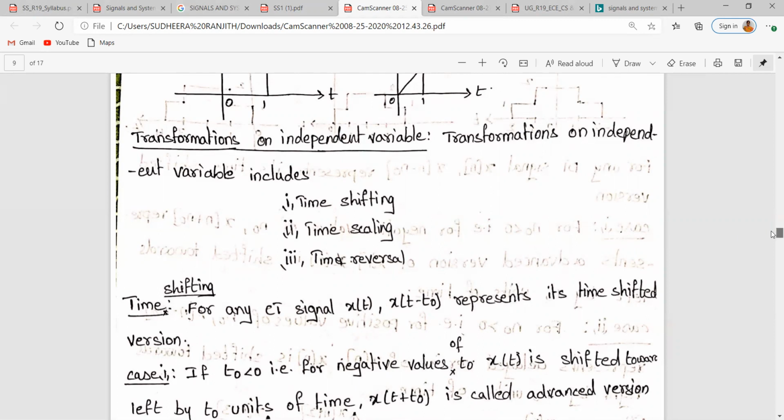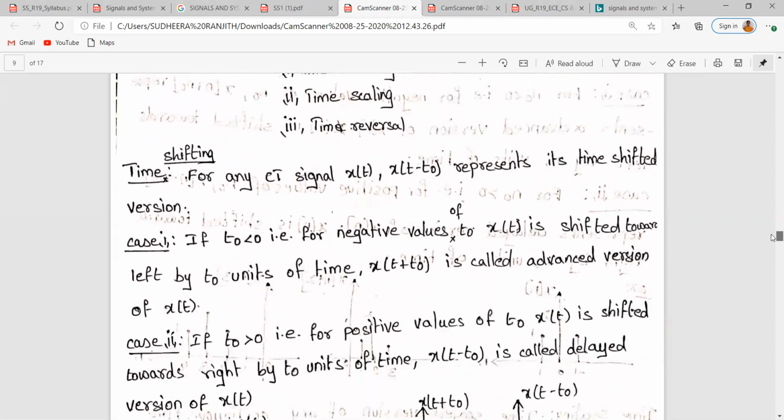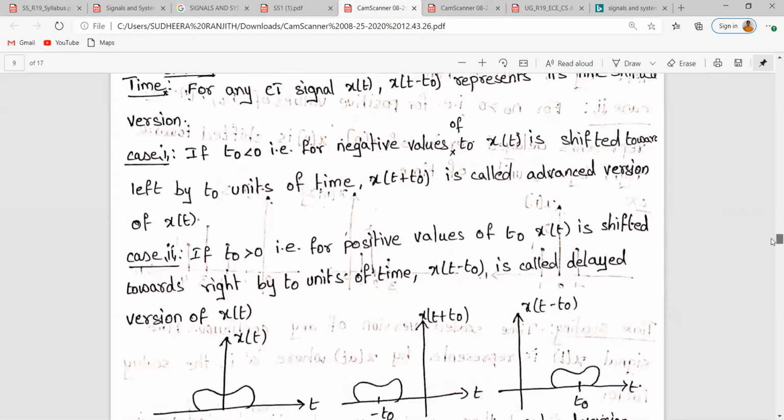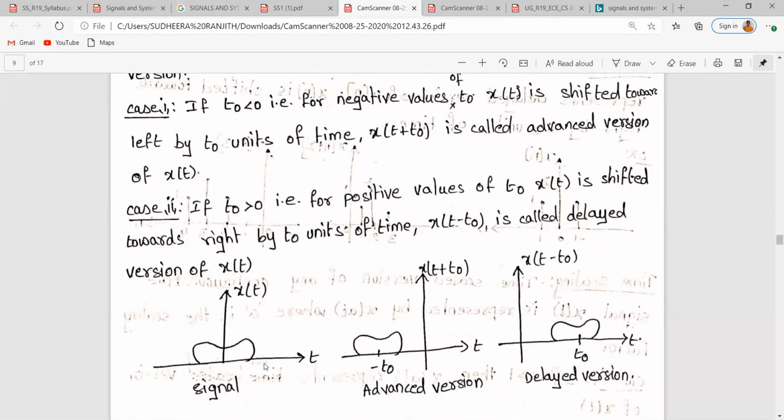Time shifting is shifting the signal with respect to time. There are two possible versions in this time shifting: one is the advanced version and the second one is the delayed version. A time shifted version of x of t is represented as x of t minus t naught. For negative values of t naught, it looks like x of t plus t naught, and the signal is shifted towards left in time. The signal is called the advanced version because the signal is occurring before its actual occurrence.